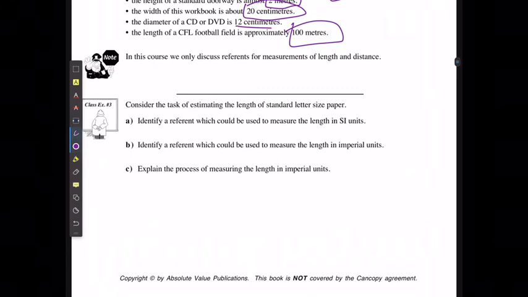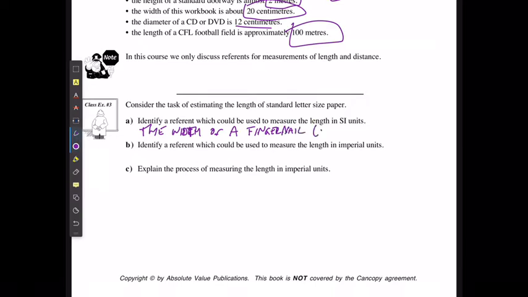So, if we consider the task of estimating the length of a standard letter size paper, if we're identifying a referent which could be used to measure the length in SI units, then I'm going to say that if I'm doing it for the width of a letter, I'm probably going to use the width of a fingernail. Which approximates centimeters.